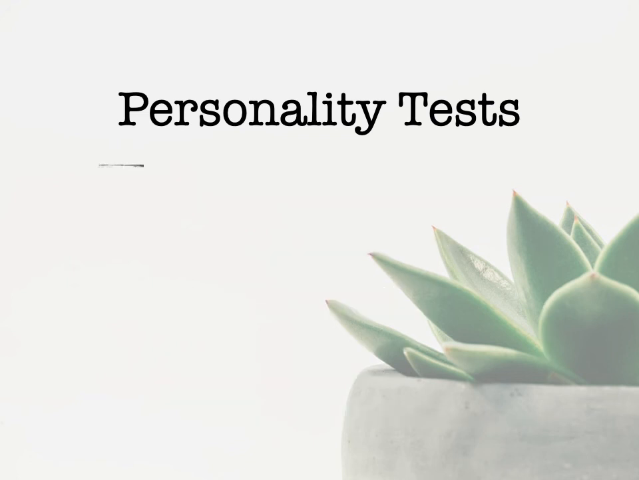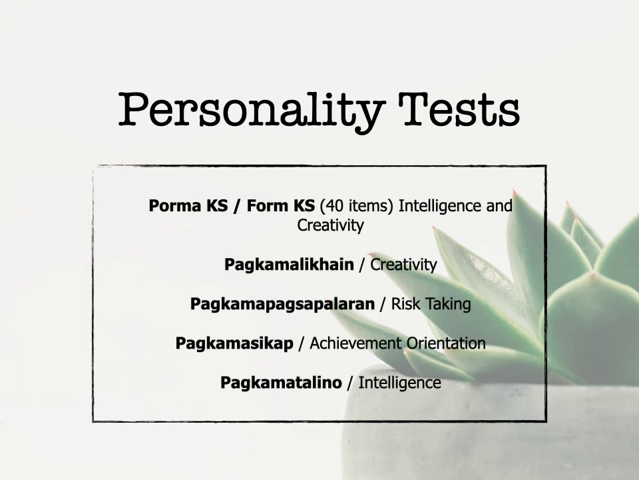And lastly, you also have Porma KS, which is composed of 40 items all in all, that measures intelligence and creativity. So you have pagkamalikhain, creativity, makapagsapalaran or risk-taking, pagkamasikap or achievement orientation, and of course, pagkamatalino or intelligent. So these are just the different facets of the personality test PPP.